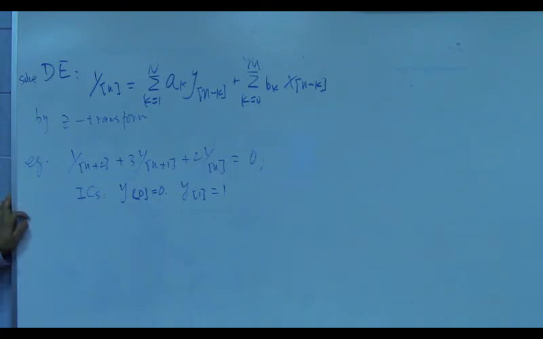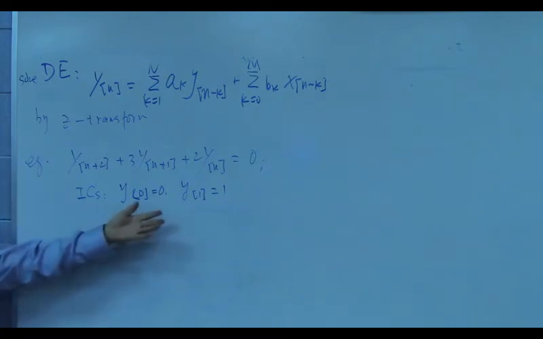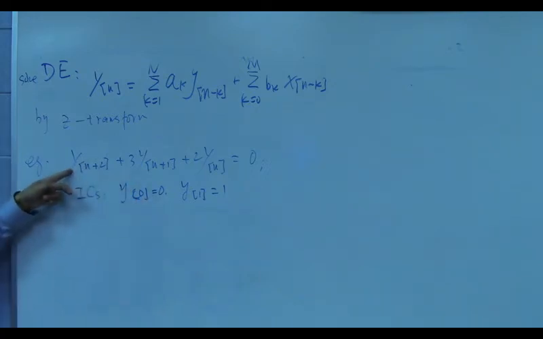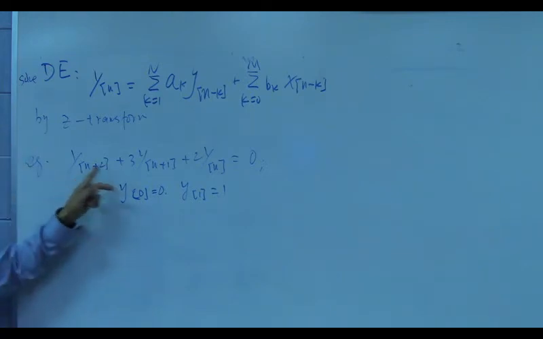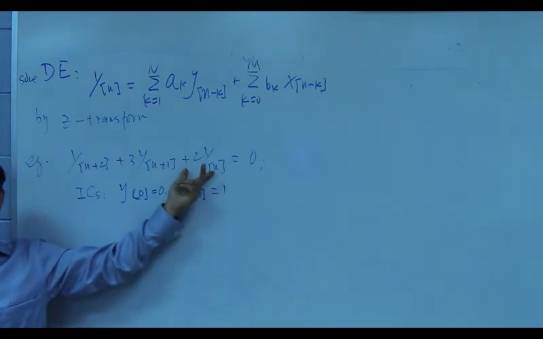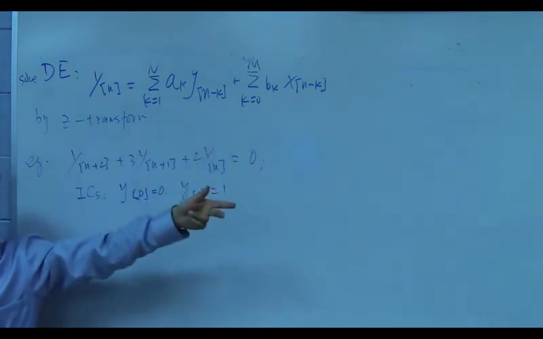First one, can you solve this by iteration? So we know y0 equals 0, y1 equals 1. Then you can find y2, right? By iteration. Yes or no? This one equals 0 minus this minus this. Move all these two terms on to the right hand side.